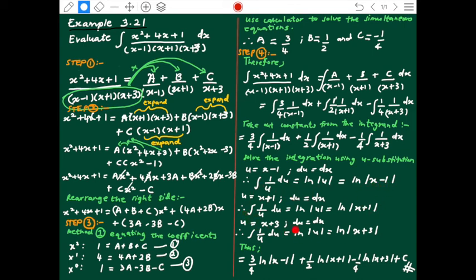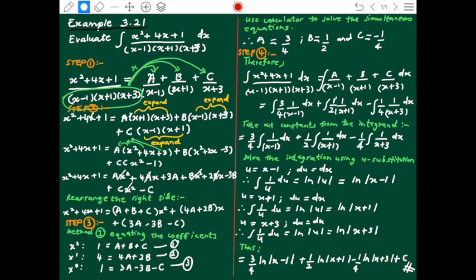Same goes for the rest here. So your final answer will be 3 over 4 ln x minus 1, plus half ln x plus 1, minus 1 over 4 ln x plus 3, plus c. Don't forget the plus c here.